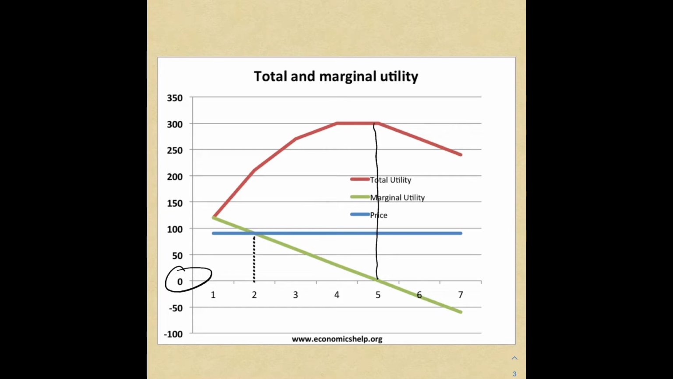Okay, so that's the idea of total and marginal utility, that eventually total utility starts to fall as your marginal utility goes below 0. Okay? This gets more complex, of course, but this is the basic idea of it.